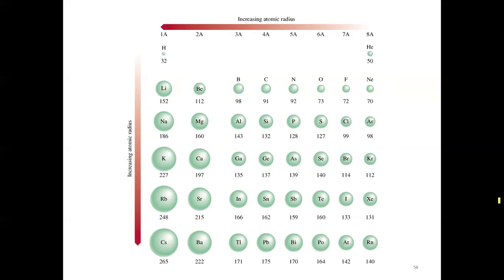Let's focus here on period 3 with sodium, period 4 with potassium. Notice that as you go from left to right, even though the number of electrons is increasing, because the atomic number is increasing, the sizes of the atoms are actually decreasing. So that's a very interesting trend.